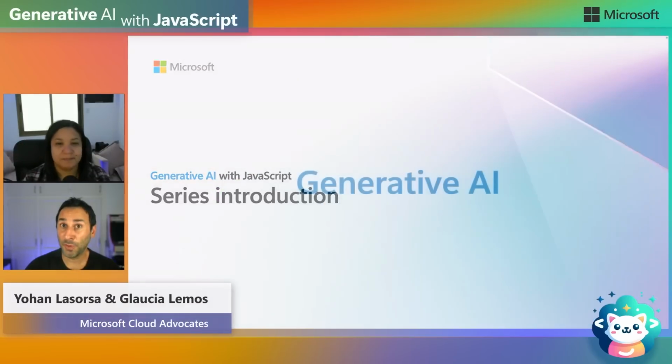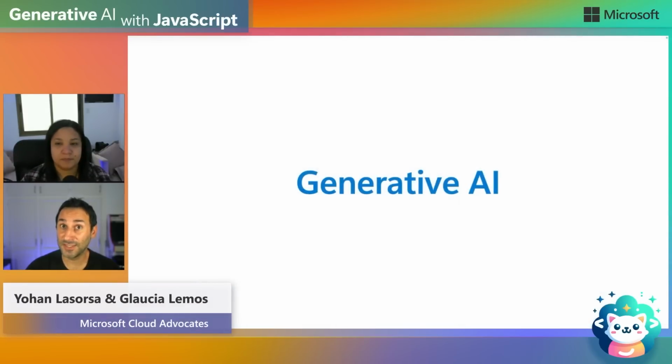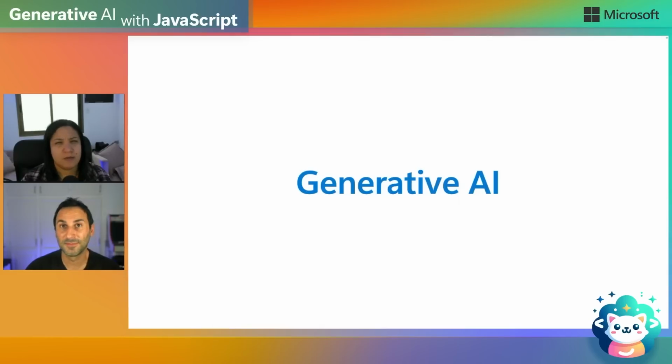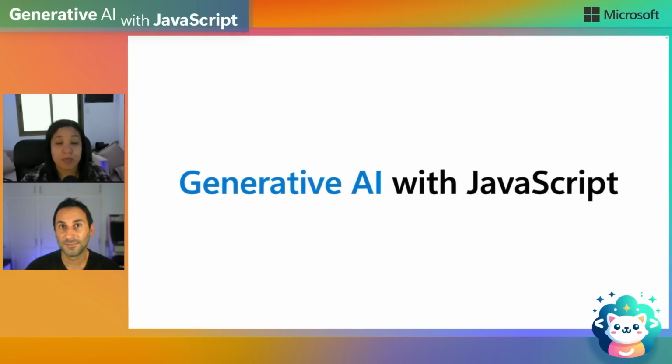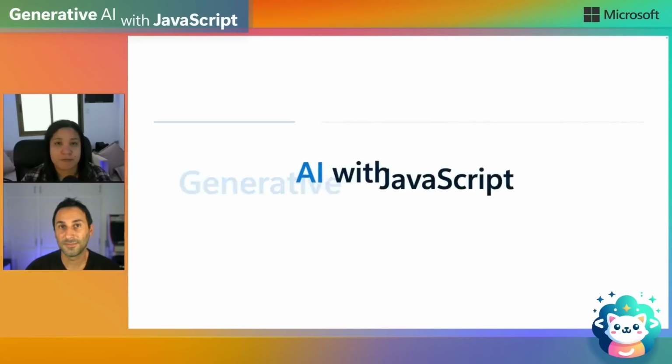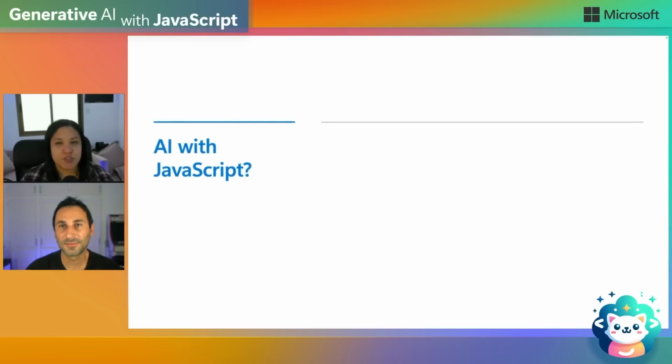Hello, everyone. You've probably figured out that this new series is all about generative AI, but with a little twist. Yeah, we will talk about AI with a focus on using it to create applications using JavaScript. It might sound a bit strange to you to do AI with JavaScript. Everyone knows that the language for AI is Python, right?